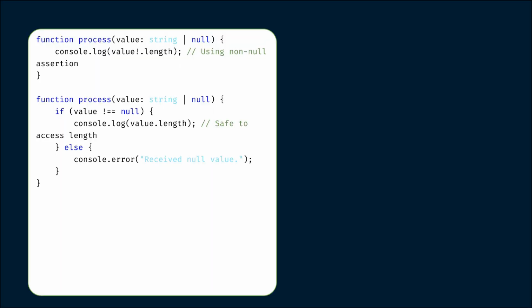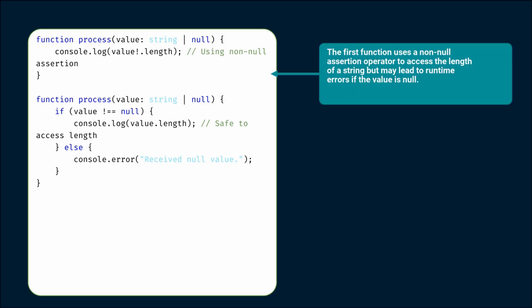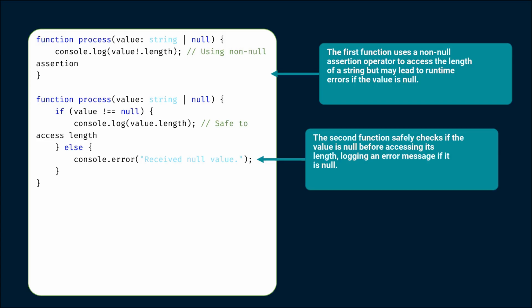Now let's examine the implications of using non-null assertions in TypeScript. The first example uses the non-null assertion operator to forcefully indicate that a value, which could possibly be null, will be treated as a valid string. While this might seem convenient, it can lead to runtime errors if the value is indeed null when the code executes. Therefore, it's essential to be cautious with such assertions, as they could introduce significant risks into your application.